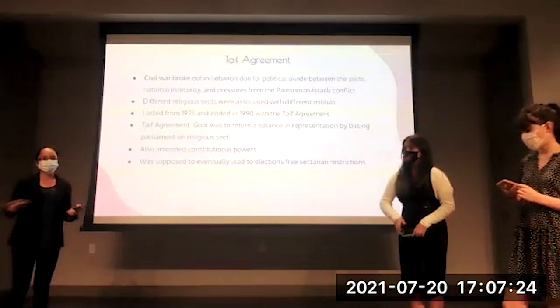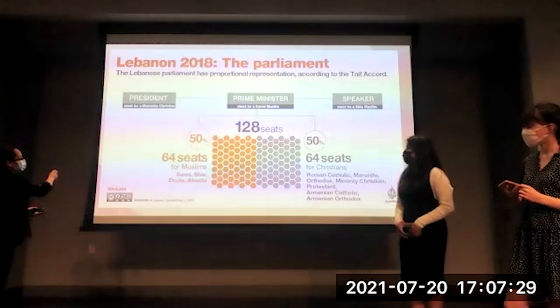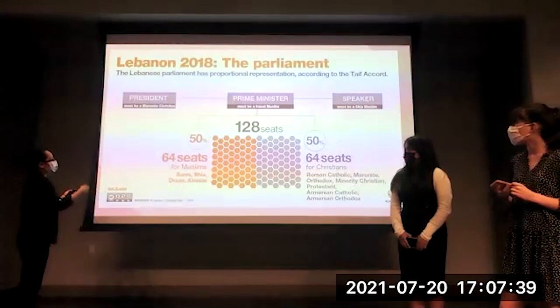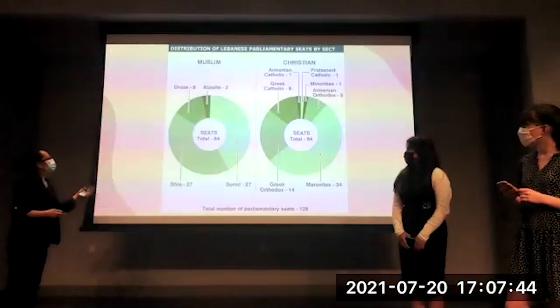So according to the Taif Agreement, this is what the parliament was like for Lebanon. There'd be a 50-50 split of parliamentary seats between the Muslims and Christians. Actually, 128 seats in total, 64 seats for each side. This breaks it down even further between the different kinds of Muslims and Christians.